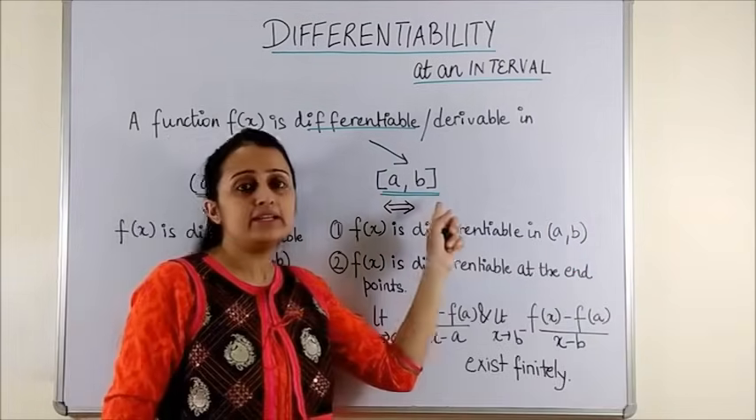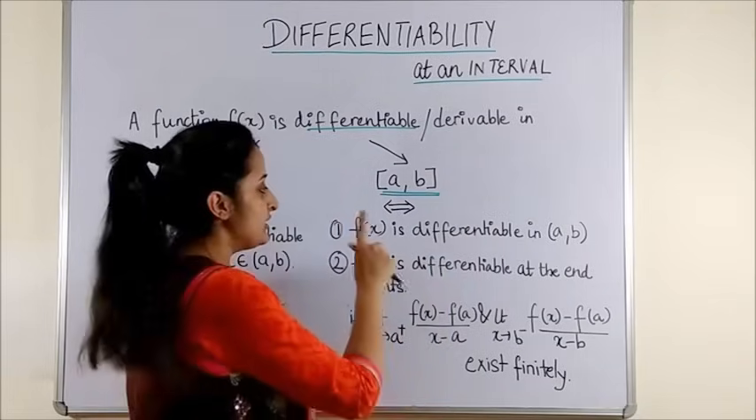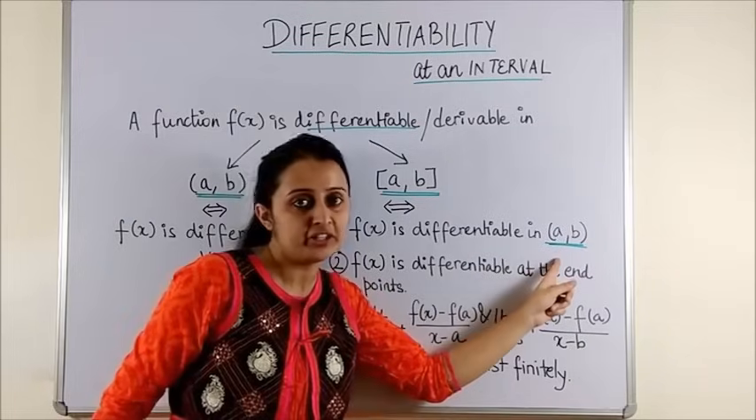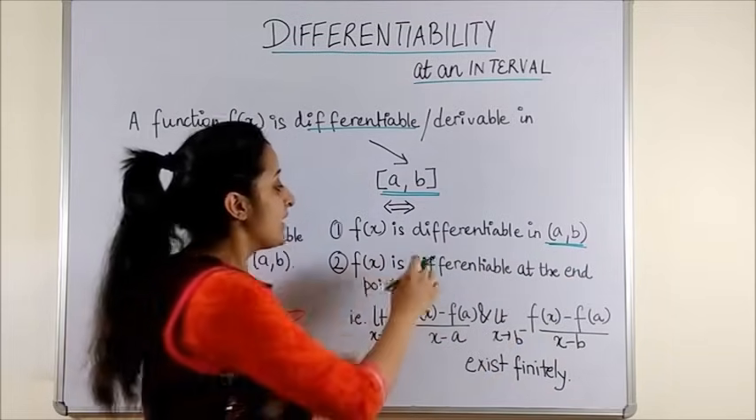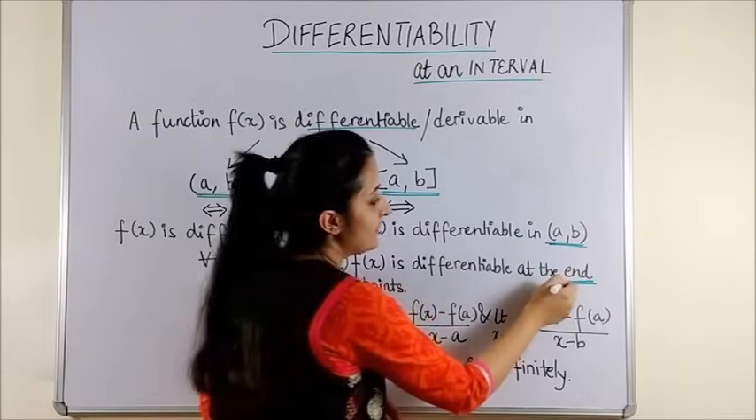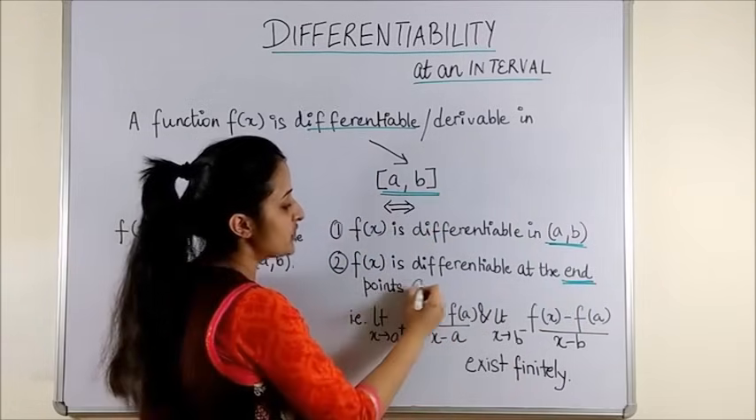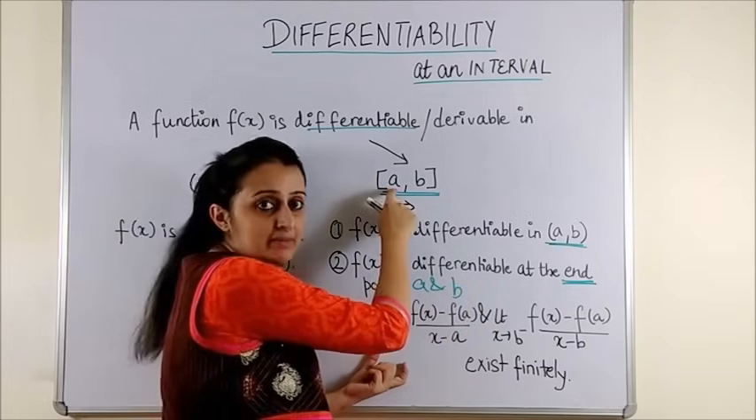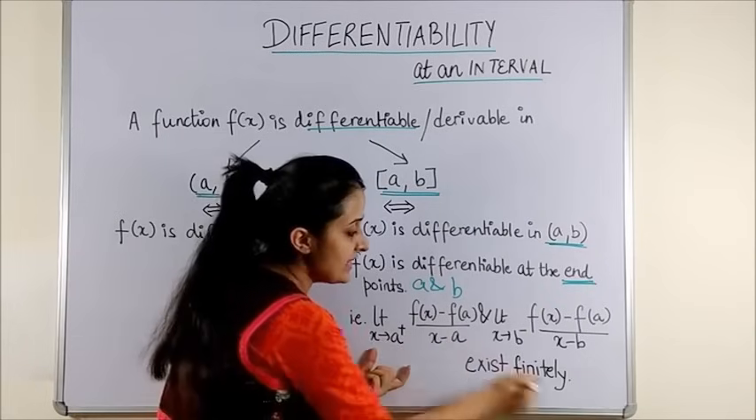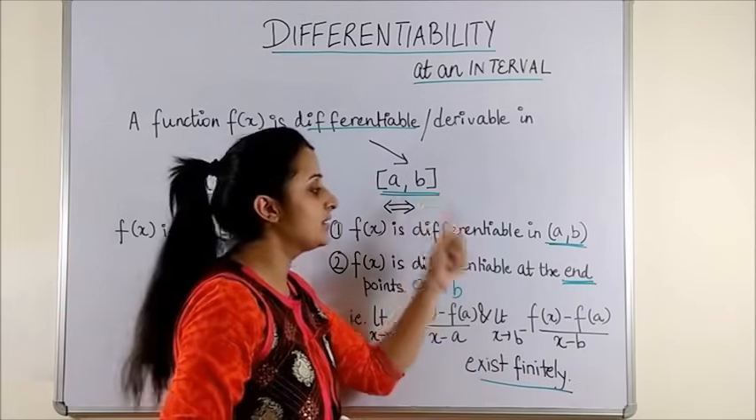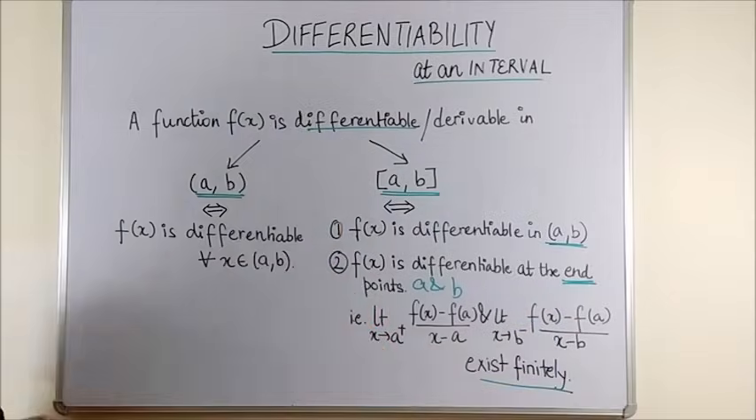For differentiability on the closed interval, the first point is that it should be differentiable in the open interval, and then f(x) should be differentiable at the endpoints of the interval, which are a and b. For this, that means the right hand limit at a must exist finitely, and so should the left hand limit at b exist.